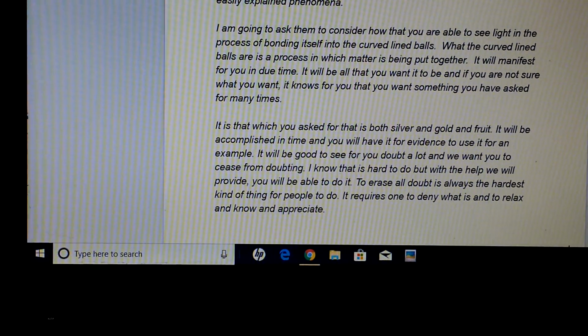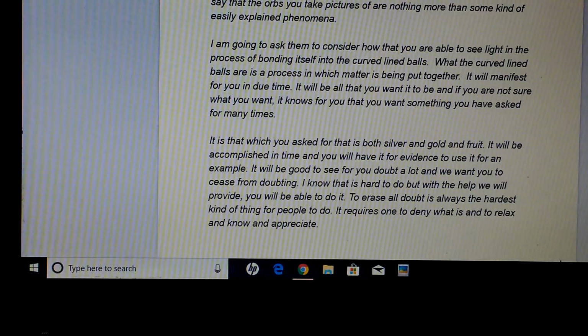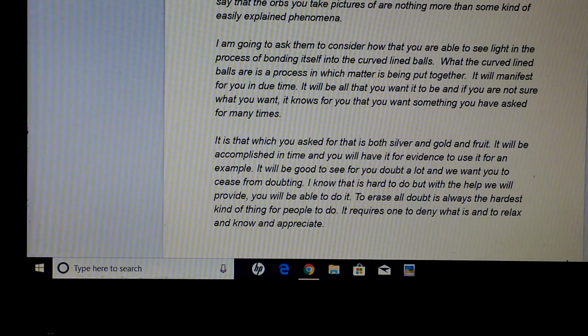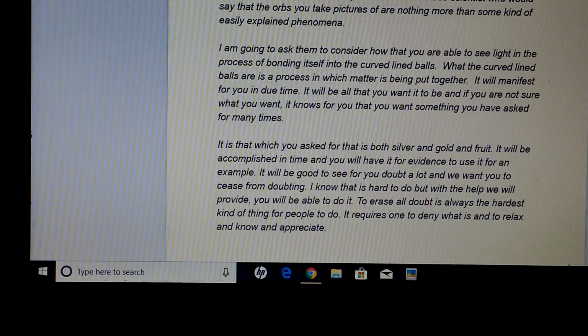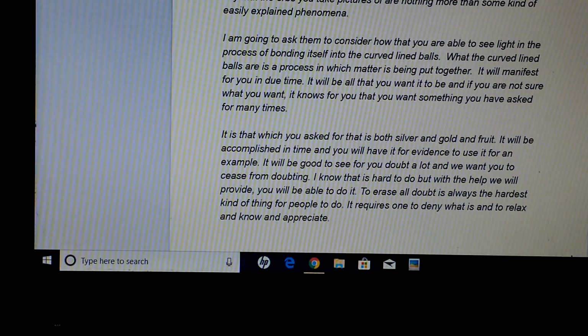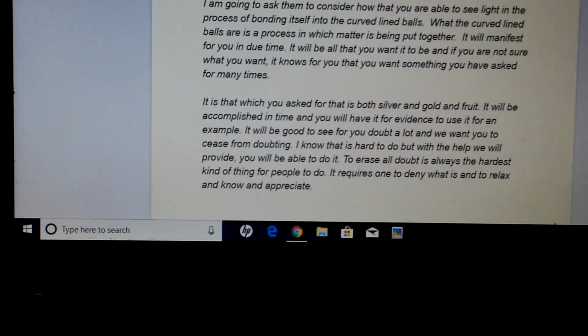I'm going to ask them to consider how that you are able to see light in the process of bonding itself into the curved lined balls. What the curved line balls are is a process in which matter is being put together. It will manifest for you in due time. It will be all that you want it to be, and if you are not sure what you want, it knows for you that you want something you have asked for many times.